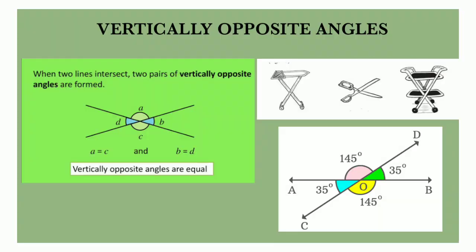The next pair of angles is vertically opposite angles. What is meant by vertically opposite angles? When two lines intersect, two pairs of vertically opposite angles are formed. See the example. Angle A and angle C are opposite angles. So they are also equal. Vertically opposite angles are equal. Very important. Vertically opposite angles are equal. And angle D and angle B are also vertically opposite angles. They are also equal. That means angle A equals angle C and angle B equals angle D.